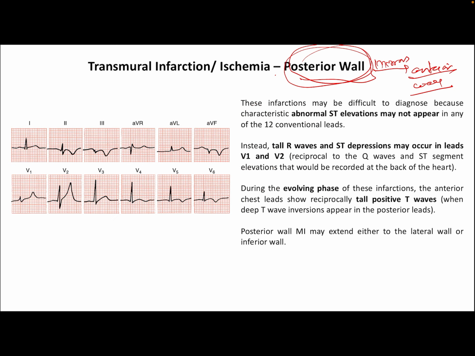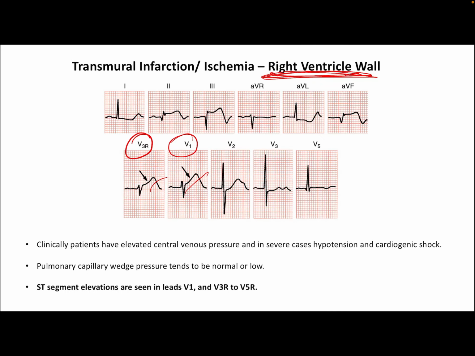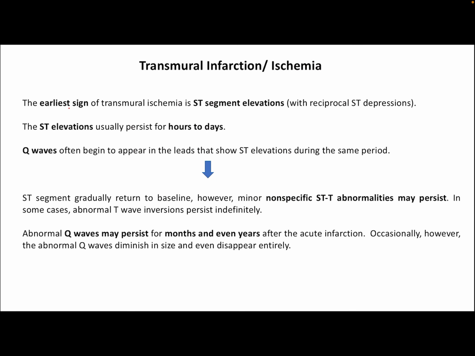One thing about posterior wall MI: it never occurs alone. It can be associated with a posterolateral wall MI or a posteroinferior wall MI. So in such cases, you can also look for changes of the lateral wall, like anterolateral. The earliest sign of transmural infarction is ST segment elevation.